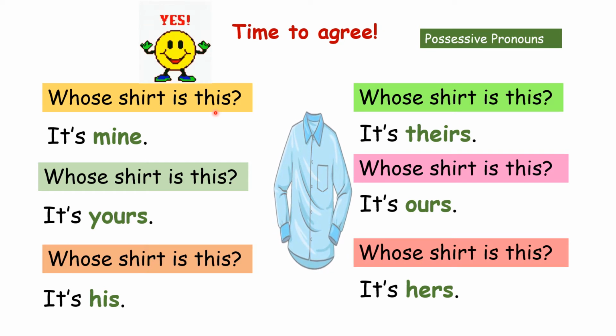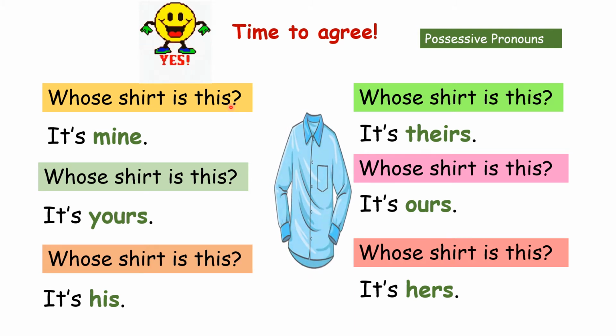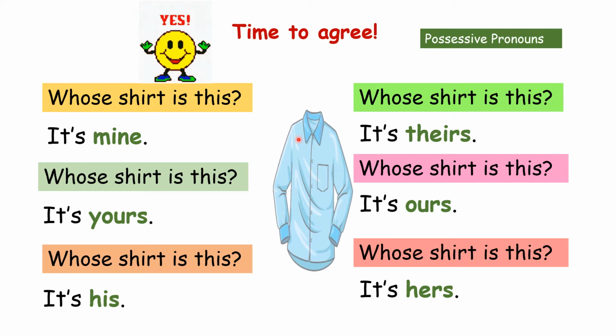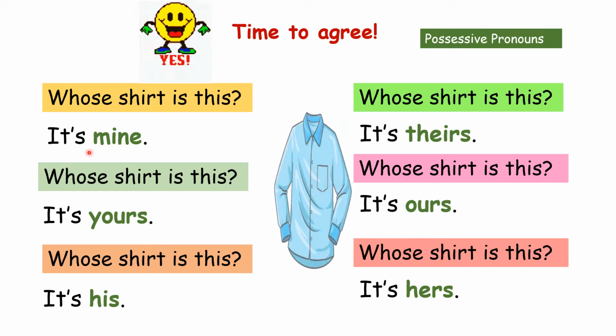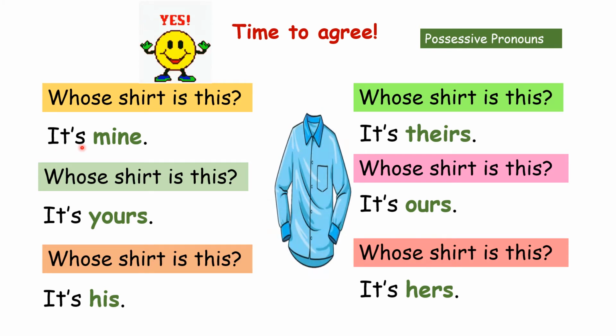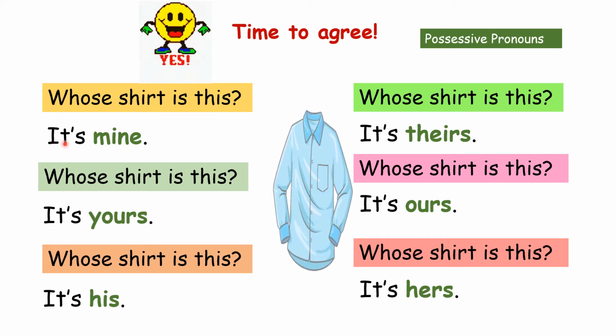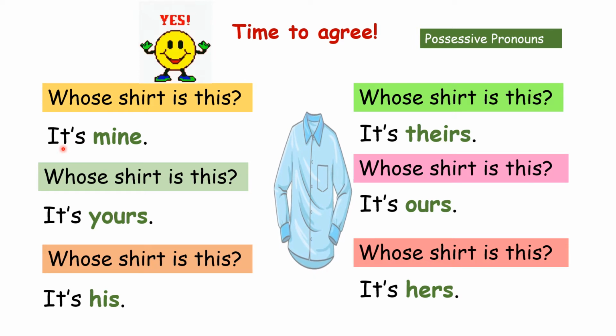Now class, do you realize that when asking a question about one thing only, we will use the phrase "is this"? Because the phrase "is this" is asking about only one thing. And when answering this kind of question, we use the word "it's," because it's is pointing to one item only. And remember, it's stands for the words "it is." Alright, now let's proceed to the next question.